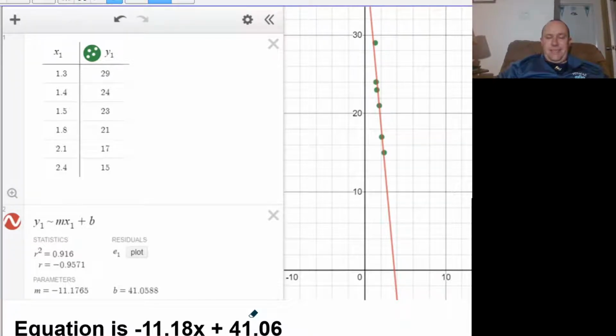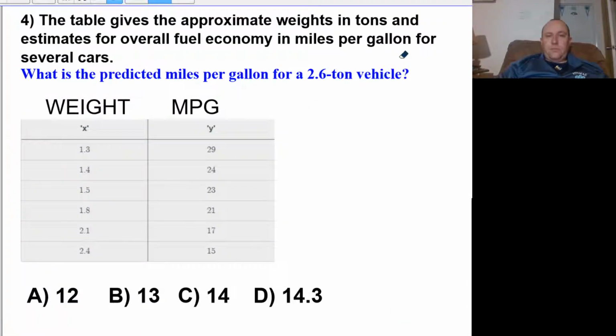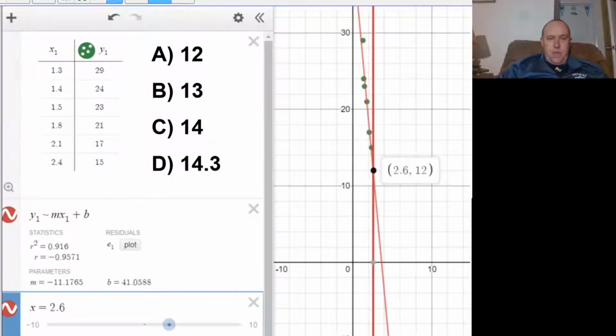Now that was last lesson. Notice this time it doesn't actually ask us for the equation. All it asks us for is that prediction. So it wants to know what it would be if X equals 2.6. So if I go back and type in X equals 2.6, then it will draw in the vertical line for us on the question. And then you can just look, where do those 2 points intersect? And then you can write down the answer. So when it's 2.6, we get an answer of 12. I listed the answers here just so you could see them a little bit easier. So the answer to that question would be A.